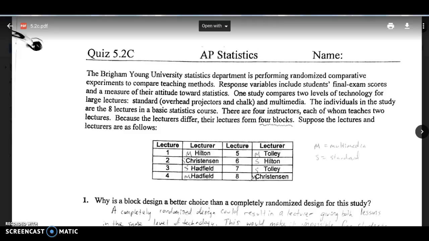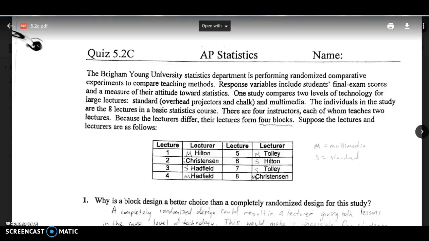Okay guys, we're looking at the 5.2C practice quiz. It says the Brigham Young University Statistics Department is performing randomized comparative experiments to compare teaching methods. Response variables include students' final exam scores and a measure of their attitude towards statistics. One study compared two levels of technology for large lectures, standard, which is overhead projectors and chalk, and multimedia.